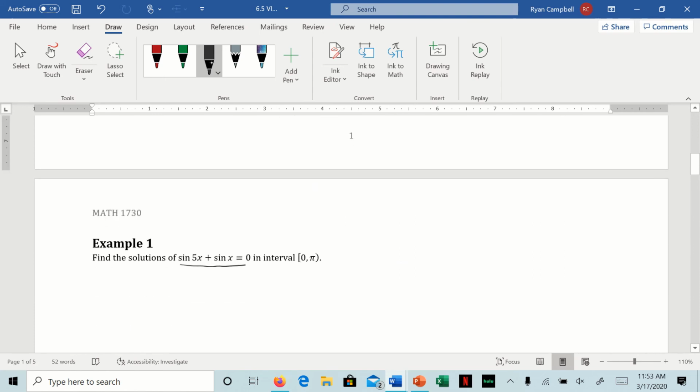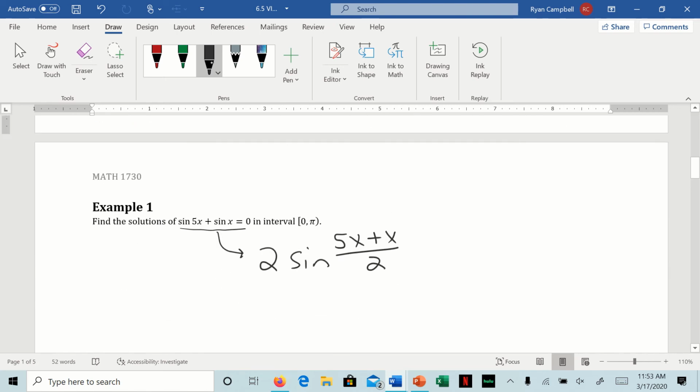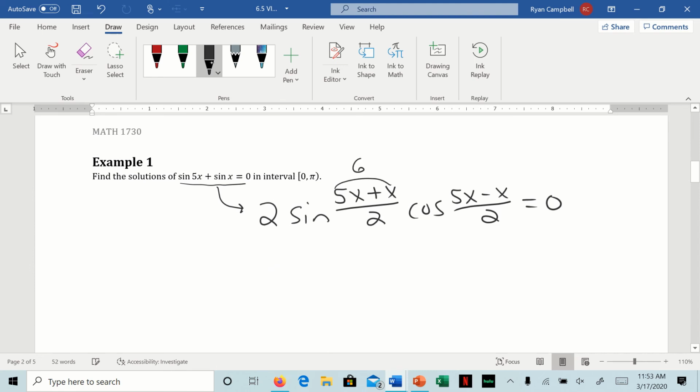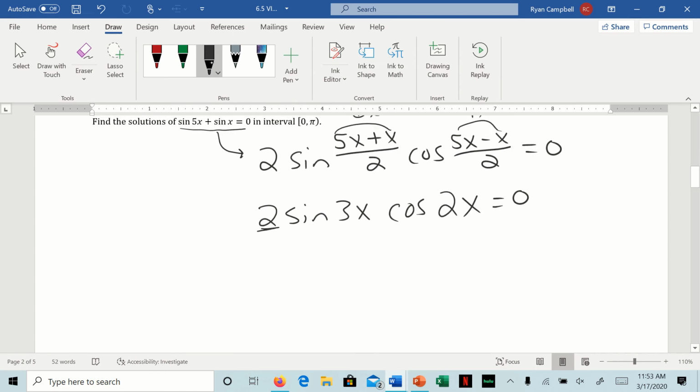So we can see that this is just going to be 2 times the sine of (5x plus x) over 2, and I haven't memorized these either, so I don't expect you to memorize them, times the cosine of (5x minus x) over 2 equals 0. So when we simplify that down, this is going to be 6x. 6x divided by 2 is 3x. If we do the cosine, 5x minus x is 4x. 4x divided by 2 is 2x.